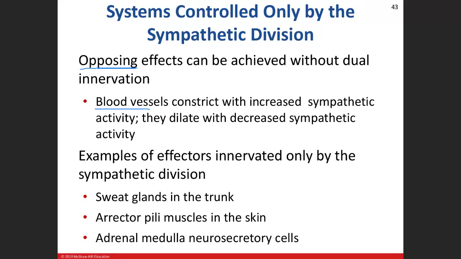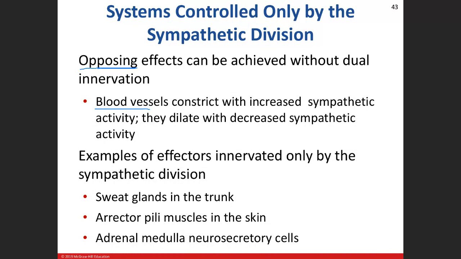And for a long time, I'm going to be honest, before I went to medical school, I used to think that blood vessel constriction and dilation was a dual innervation. I used to think there was a parasympathetic component to that. And it wasn't until last night where I learned it was different. No, I'm just kidding. But I could see how people would think that, because of that dual innervation.